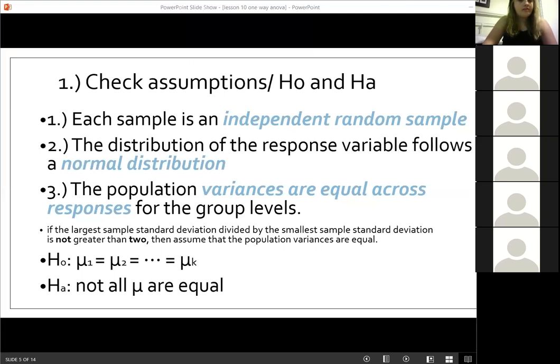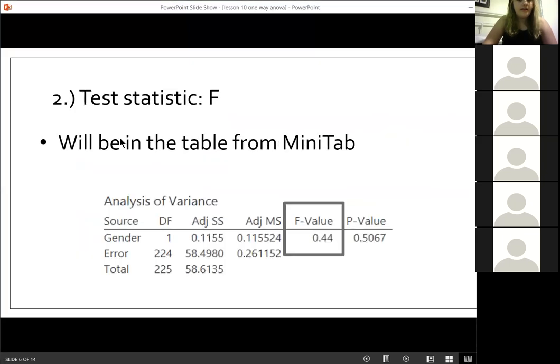So yeah, that's our first step. And then second, like we've been talking about, our test statistic is a little bit different for this week. For ANOVA, we do have a test statistic F, which we'll find from Minitab. You'll either be provided this in a Minitab output. It's the same idea. It's still our test statistic that we use, similar to our T and our Z, but for ANOVA, we do use an F value here.